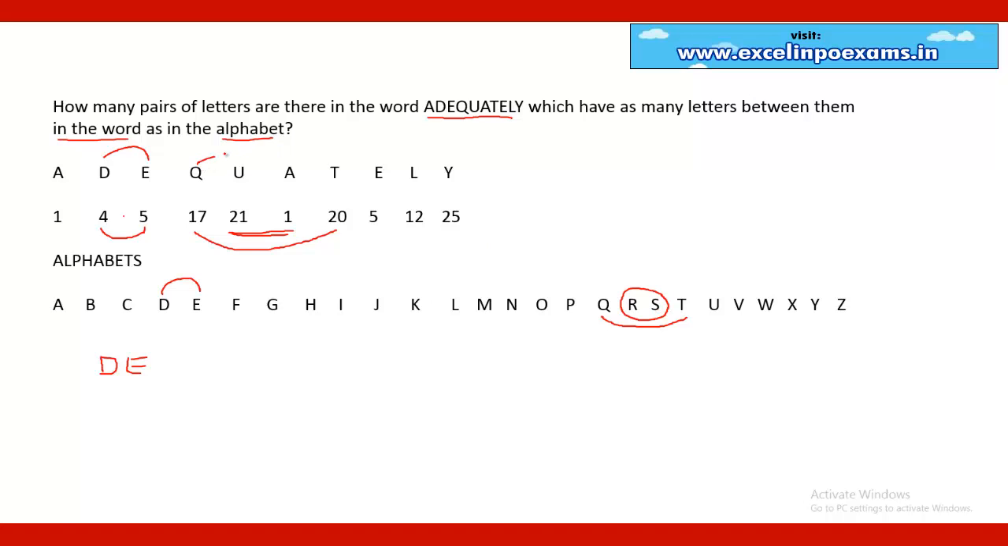Similarly, here in the word also between Q and T there are two alphabets, U and A, and therefore this also satisfies the given condition, and therefore QT is another pair. So in all there are two pairs that satisfy the given condition.